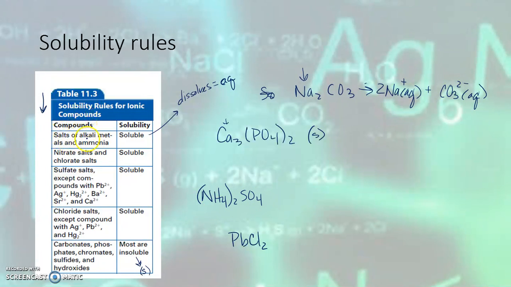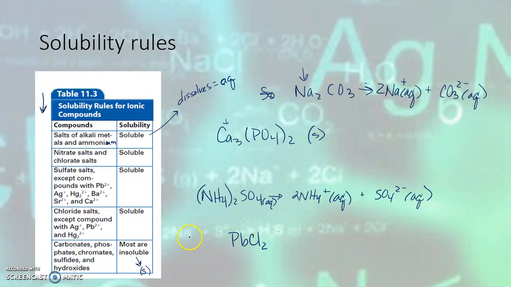Okay, (NH4)2SO4, salts of alkali metals and ammonium. It has ammonium. This should say ammonium, not ammonia. All right, so this will break apart. This will be aqueous. All you have to do is put the AQ after it. Really, you don't have to break it apart, but I'm breaking it apart so you guys can see what's going on here. And then SO4 with a 2 minus AQ.